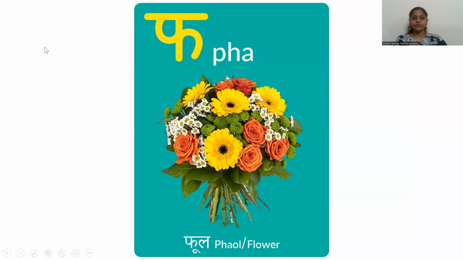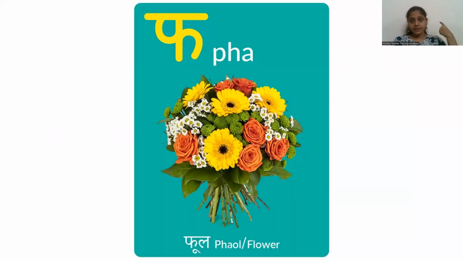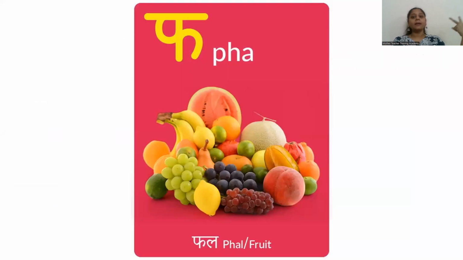And here we go. First say fool or pool, however you call it. First say pool. Pool are the flowers, the beautiful flowers. First say phal. Phal are the fruits, the yummy as well as the healthy fruits. First say phal. So what are the different words? First say pool or fool and first say phal or phal. Yes. So these are the different words which start with letter ph.